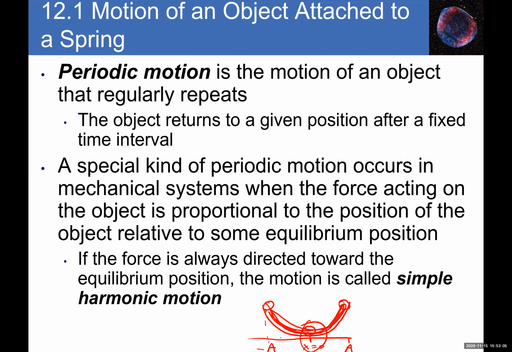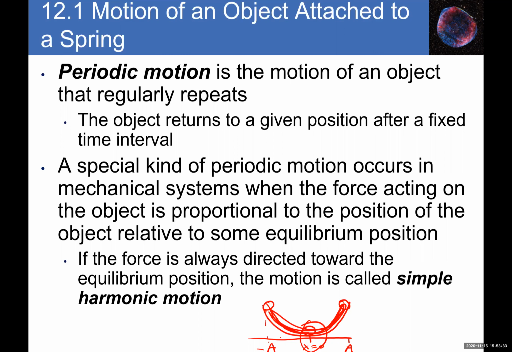Now, we will be considering a very specific type of periodic motion, and this is known as simple harmonic motion. Not every periodic motion is a simple harmonic motion, but every simple harmonic motion is a periodic motion. That's why periodic motion is the more general category, where simple harmonic motion is a subcategory. But all simple harmonic motions are periodic motions.